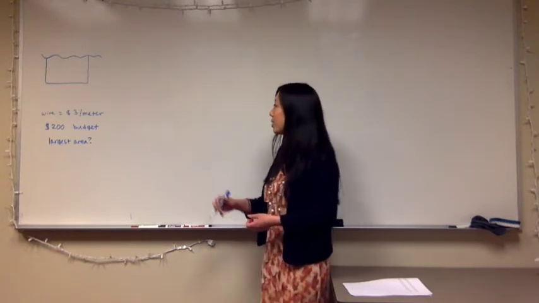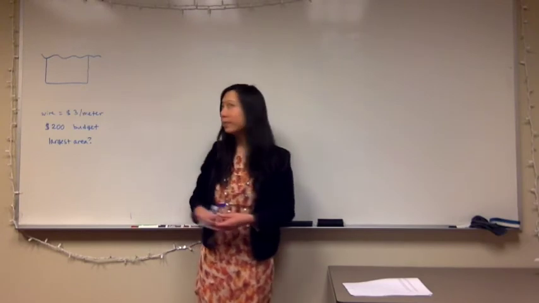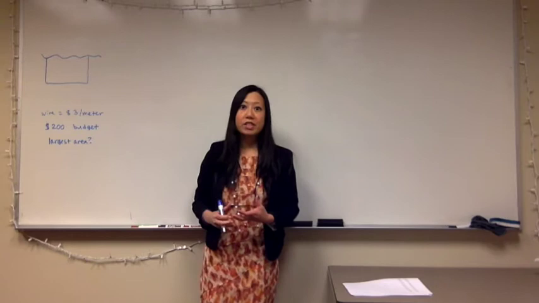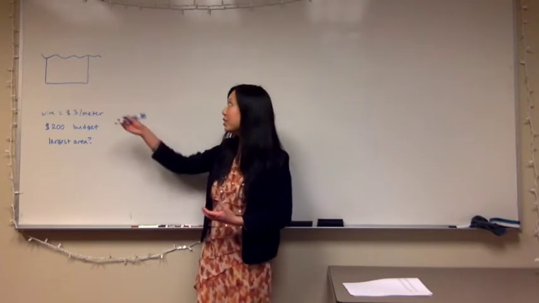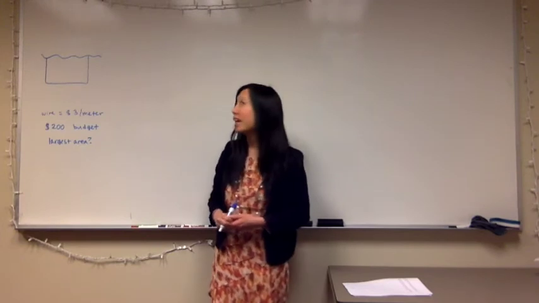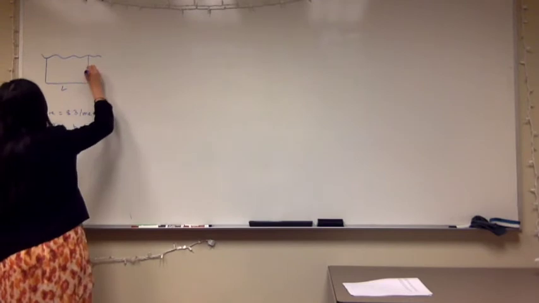So setting this up, we know that we're given here that the wire costs $3 per meter. We have a $200 budget, and we want to find what would give us the largest area of this field if this field is bounded by a river on one side. Okay, so I have a rectangle here, so let's just call this L and W.